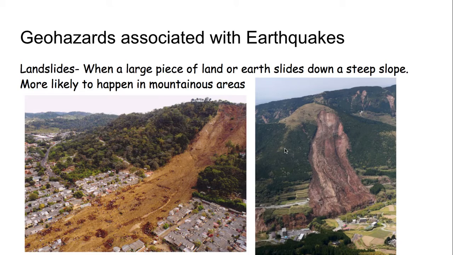This is more likely to happen in very mountainous areas, especially if it's been raining a lot and the soil is saturated, or soaked in water. It's very slippery and can move very easily. So just like a lahar, it's going to basically knock everything down in its way.